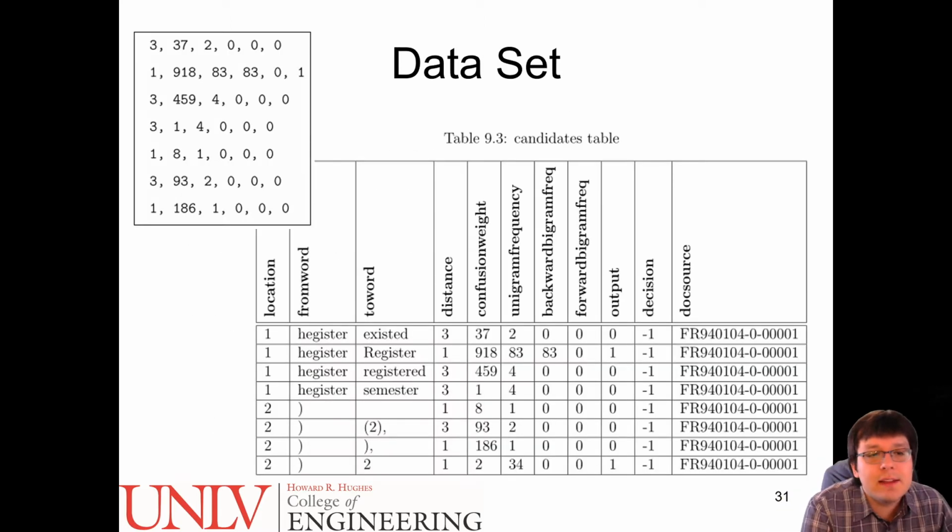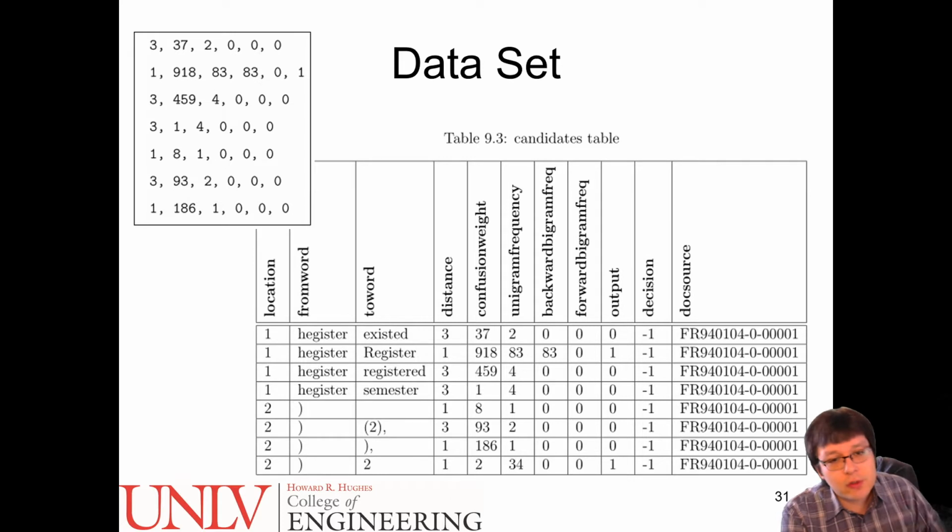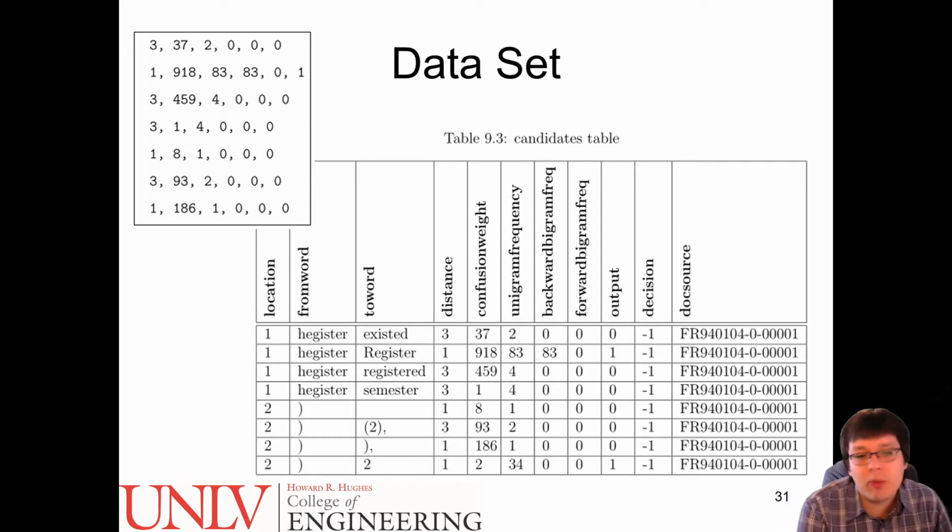1, 918, 82, 82, 0, and 1. That means that for the word "register" to "register", which is our candidate that we're suggesting, the edit distance is 1 because all we replace is H to R. The frequency of that H to R replacement is 918. The unigram frequency of how often "register" appears in the corpus is going to be 83.